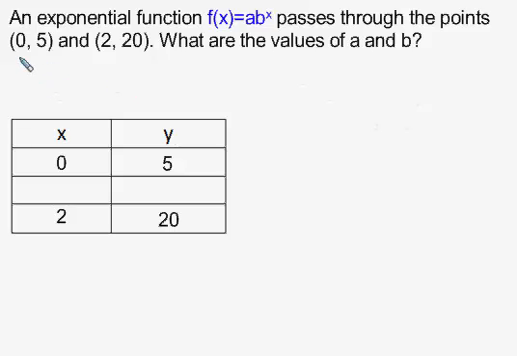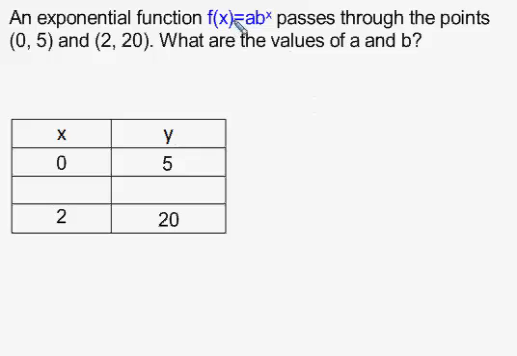In this problem we're given 2 points, (0, 5) and (2, 20), and we are to use that information to find an exponential function of the form f(x) = ab^x that passes through those 2 points by identifying the values of a and b in the formula.